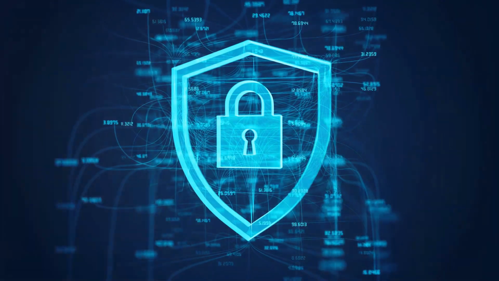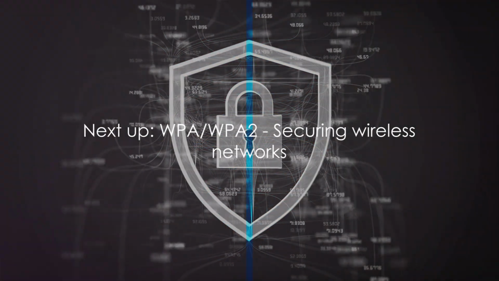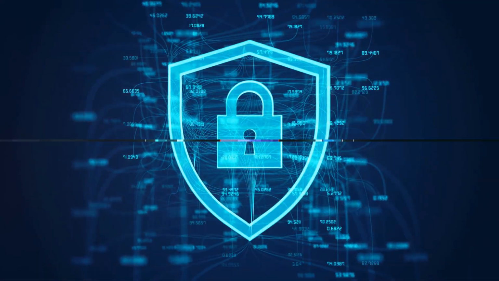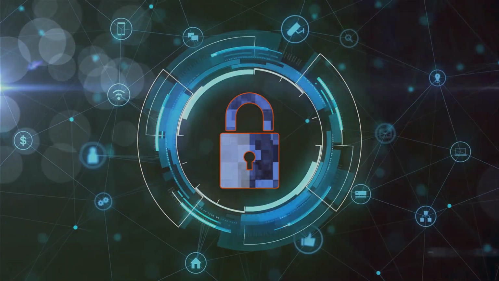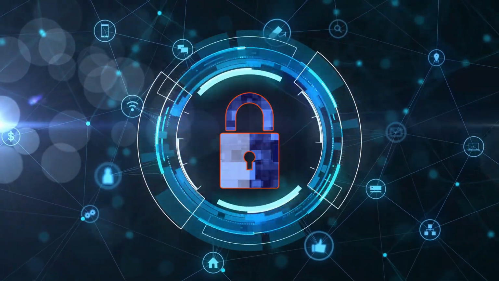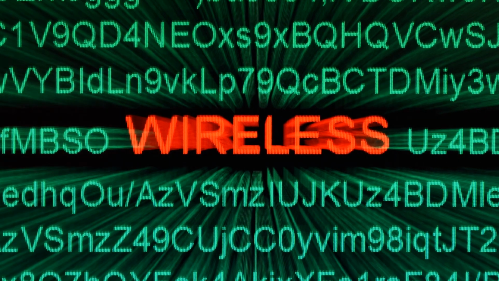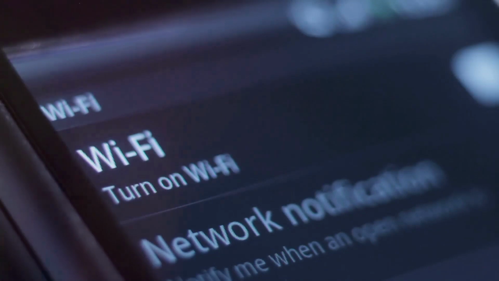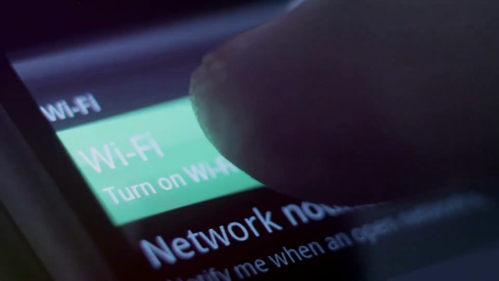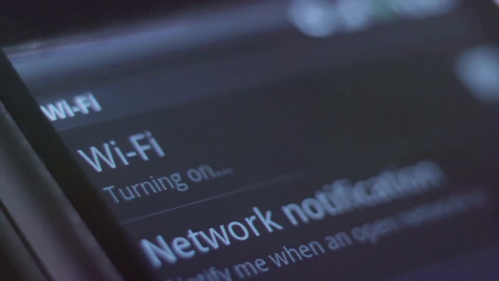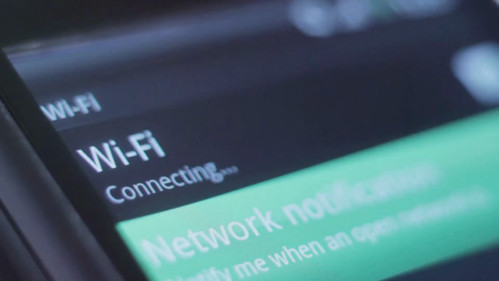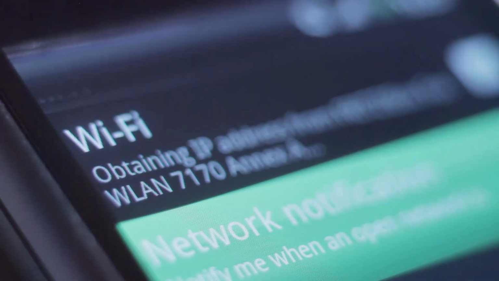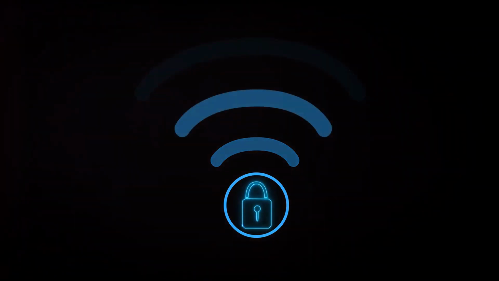Next up is an important protocol for securing wireless networks, WPA/WPA2. Wireless networks require their own unique security, and that's where WPA and WPA2 come in. Wireless Protected Access, or WPA, and its successor, WPA2, are security protocols specifically designed to secure wireless networks. If you've ever connected to a Wi-Fi network, you've likely encountered these protocols, even if you weren't aware of it. WPA and WPA2 are the gatekeepers of your wireless network.